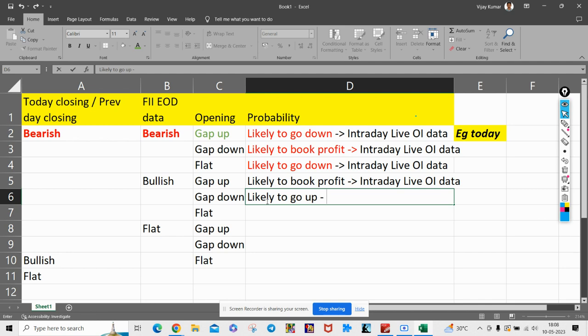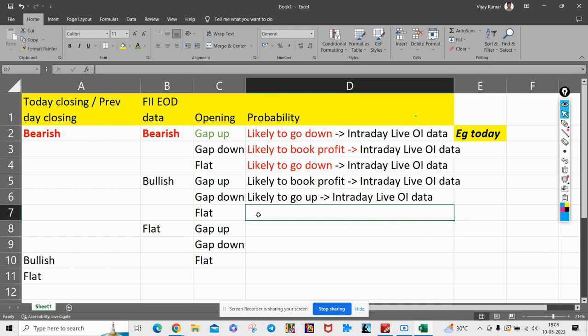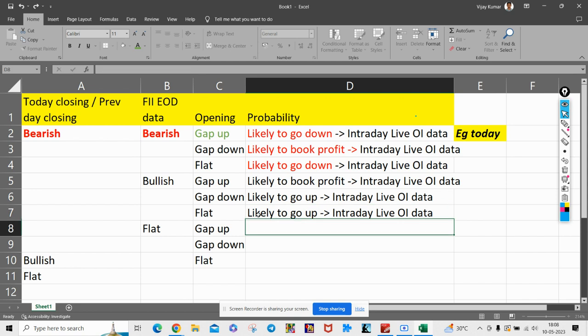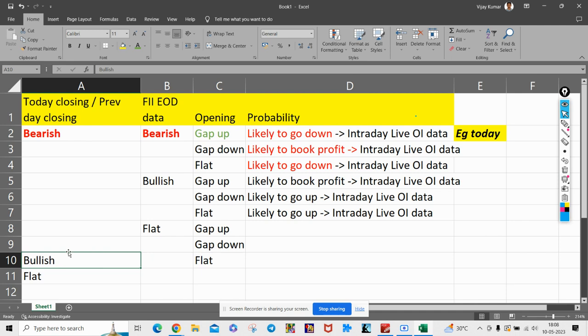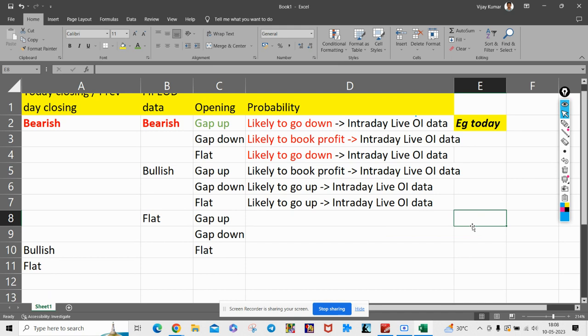Now it is likely to go up, and then we must also look at the live data to see how the live trend is developing. But the previous data helps us to gauge the starting point and ending point. And then if it is flat, again the chances are that it is likely to go up, and then based on intraday data, it can take the future direction. So I hope the concept I'm trying to convey is pretty much clear, right?